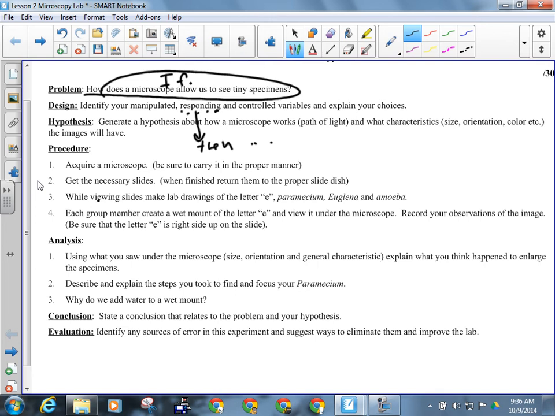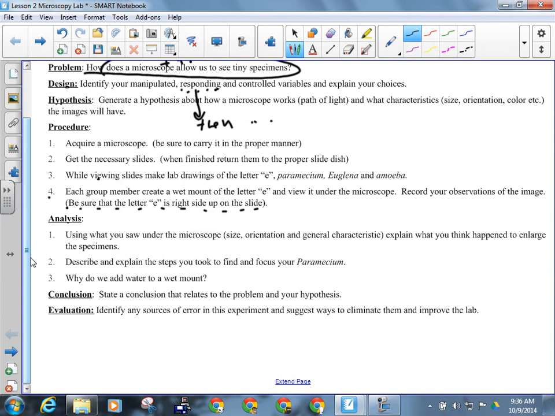And then each group is going to create a wet mount of the letter E, which I'll also show you how to do. And like it says here, be sure that the letter E is right side up on the slide when we're looking through the microscopes. For the analysis, obviously you're not going to be able to do that until you're done the lab. But using what you saw under the microscope, that is the size, the orientation, general characteristics, explain what you think happened to enlarge the specimen. So basically, what did the light do as it went through?